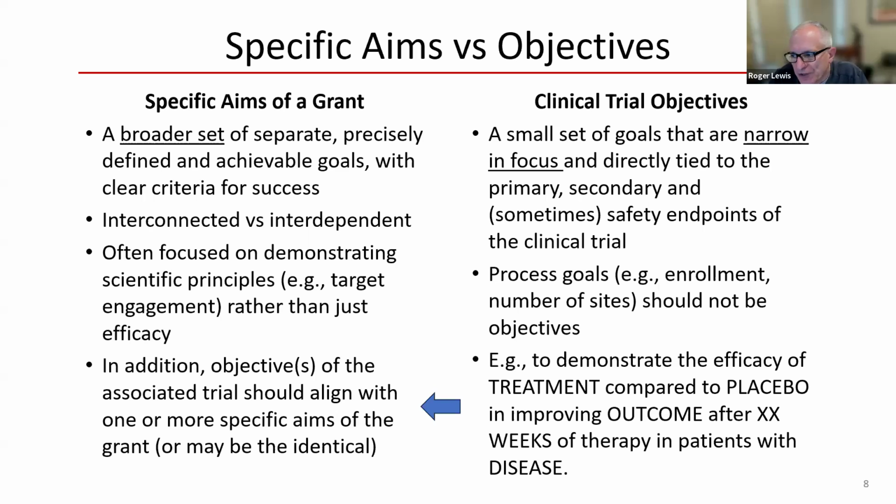So one of the specific aims should be to demonstrate the efficacy of the treatment in patients with disease. It doesn't have to mention the exact endpoint, or it can. You may or may not want to mention the hypothesis, but the point is, many specific aims do not have corresponding trial objectives. The primary trial objectives should have a place or a home in the specific aims seeking support for that trial. Okay.